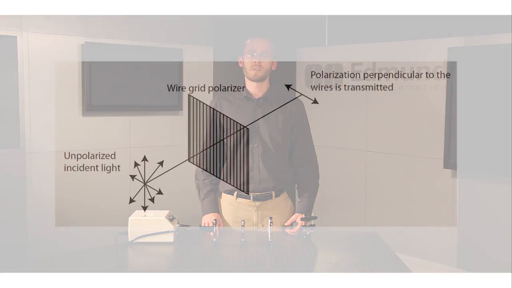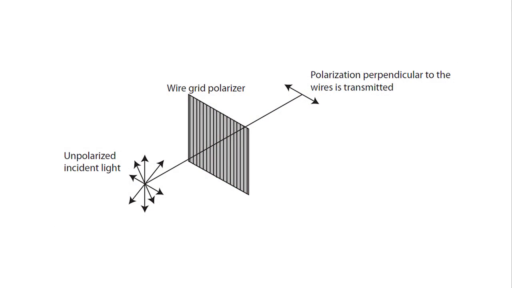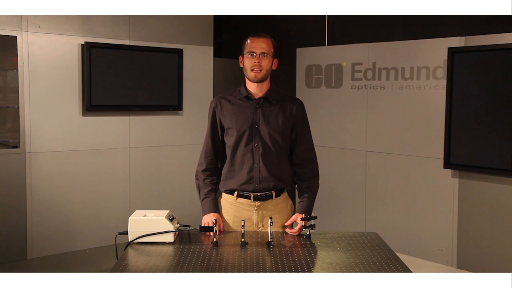Wire grid polarizers feature an array of microscopic wires on a glass substrate, which selectively transmits P-polarized light and reflects S-polarized light. Because of the mechanical nature, wire grid polarizers feature a wavelength band that is limited only by the transmission of the substrate, making them ideal for broadband applications.